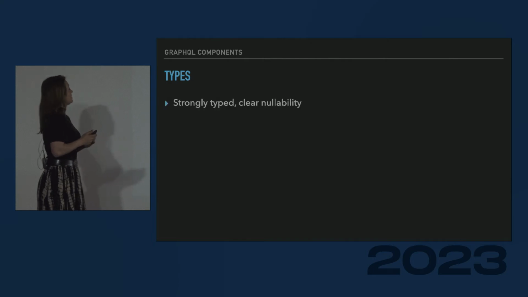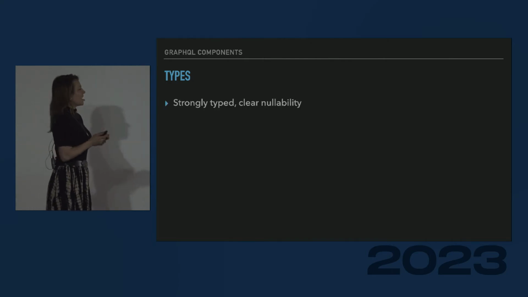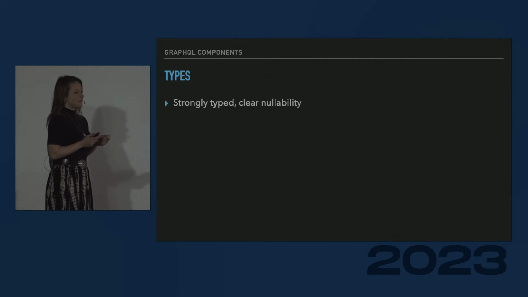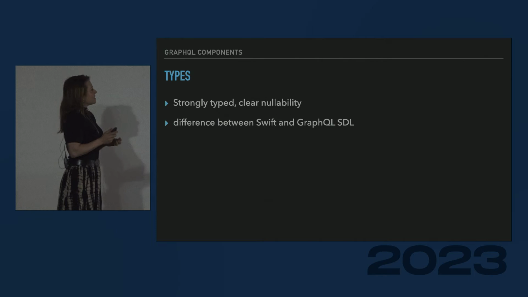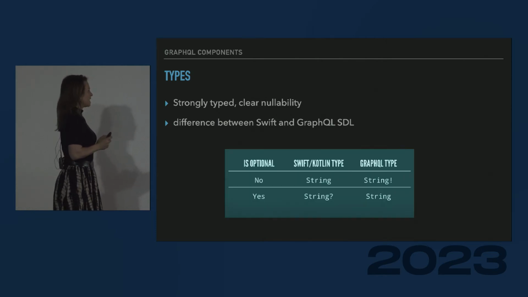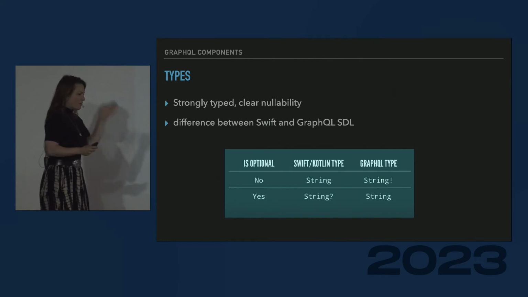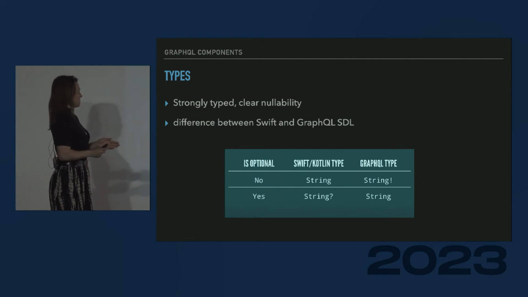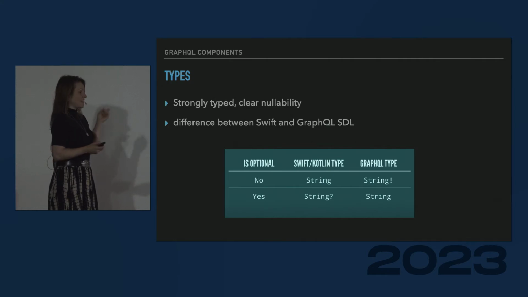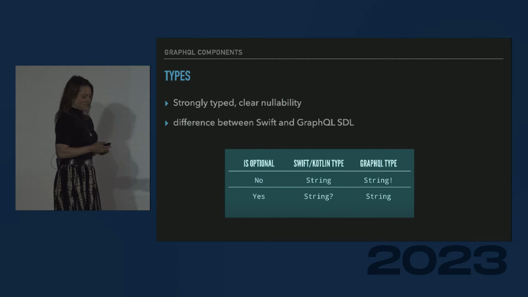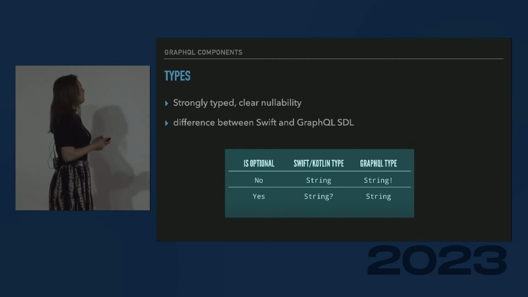And a little bit about the types. They're strongly typed, and they have clear nullability. Strongly typed means you don't have something that is just an any object and you don't know what it is. But there's a difference between Swift and GraphQL, which really tripped me up when I first looked at it. Is it optional? Well, in Swift we just say it's a string, but in a GraphQL type you have to do the exclamation mark. This is not optional. In Swift, we're used to, okay, it might be a string, it might not. But in the GraphQL world, the exclamation mark is the same thing as what we know from Swift as non-optional. So that's something to keep in mind.